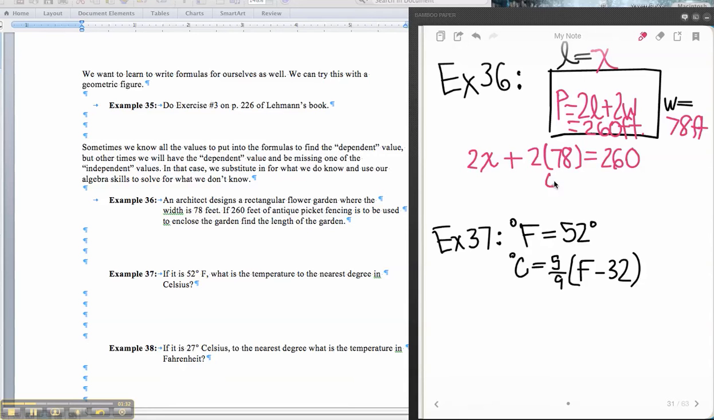So 2 times 78, that's going to give us 156, so we'll simplify that. And 2x plus 156 is equal to 260. The next thing, of course, we need to do is use the addition property to move the 156 to the other side, so minus 156 here. And now what we have is 2x is equal to 260 minus 156, so I'm going to do some borrowing. And then subtracting. 10 minus 6 is 4, 5 minus 5 is 0, and 2 minus 1 is 1.